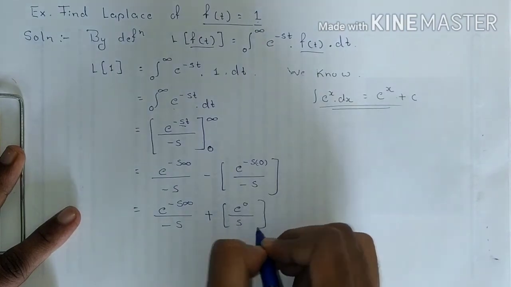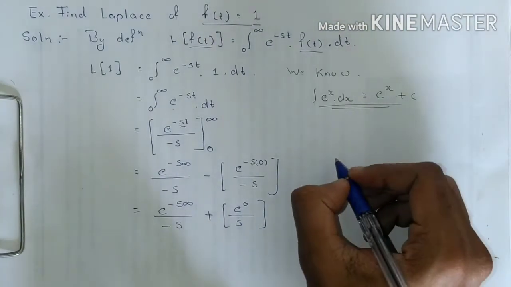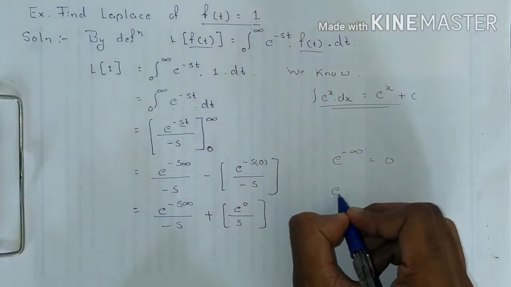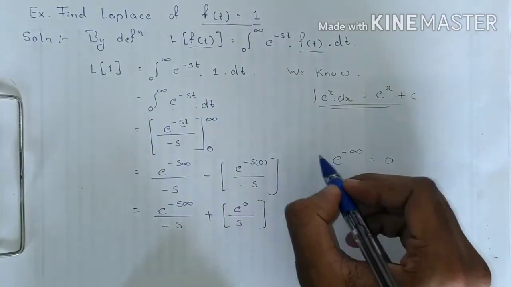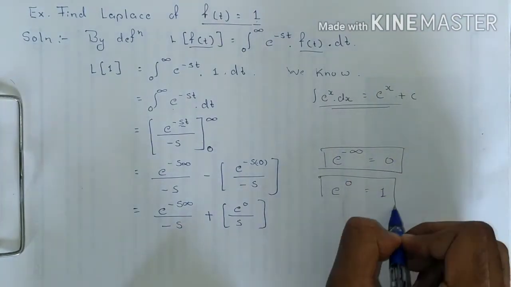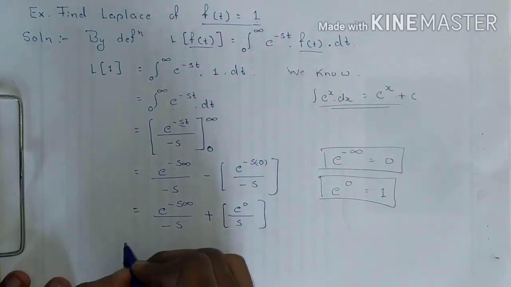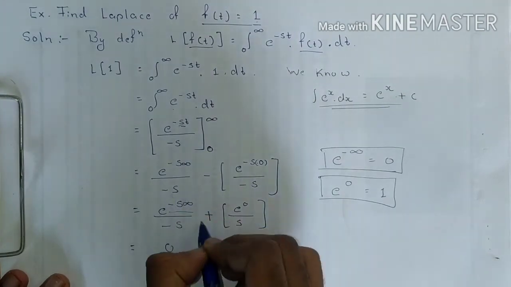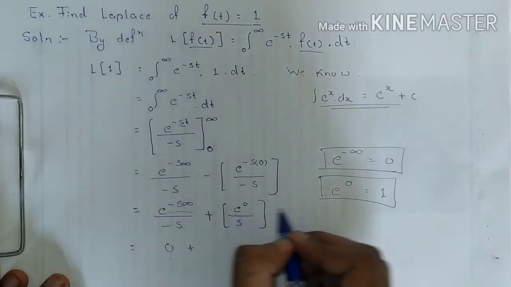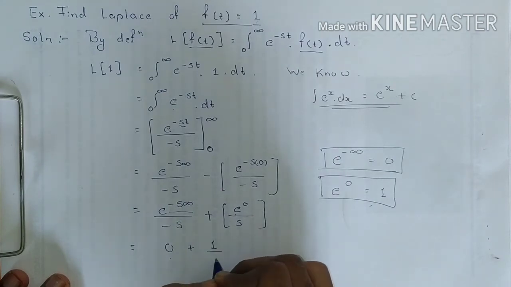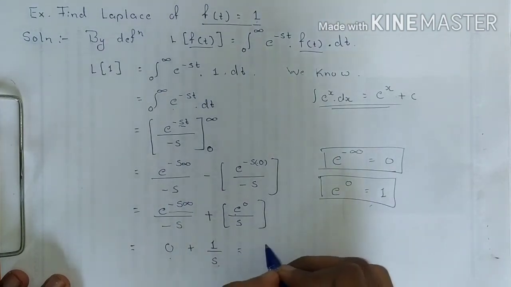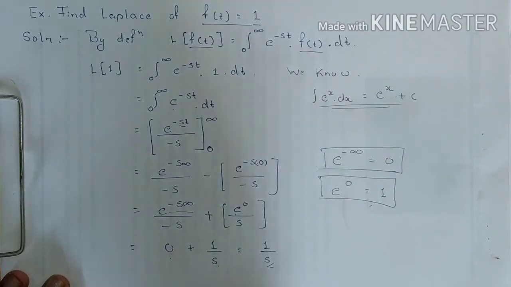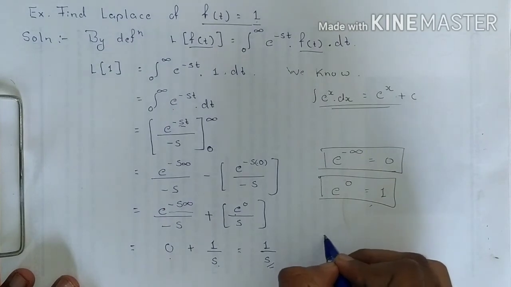There is one thing to remember in this chapter: e raised to minus infinity is always 0. Remember this, e raised to 0 is always 1. These two formulas are going to help you in this entire lesson, so please remember this. So e raised to minus infinity, this whole term becomes 0, plus e raised to 0 is equal to 1, so 1 upon s. So the final answer we get is 1 upon s. So what we conclude is Laplace of 1 is 1 upon s.